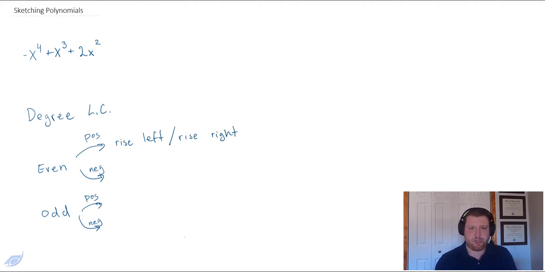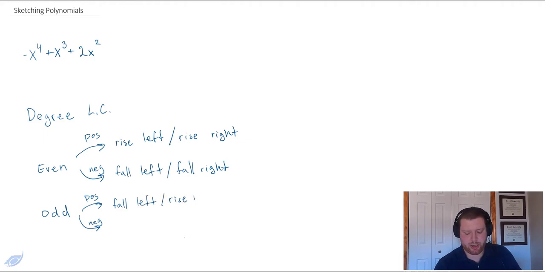If we have an even degree and a negative coefficient, we're going to fall left and fall right. On the other hand, if we have an odd degree and a positive coefficient, we're going to fall left and we're going to rise to the right. And if we have an odd degree and a negative coefficient, we're going to rise left and fall right.